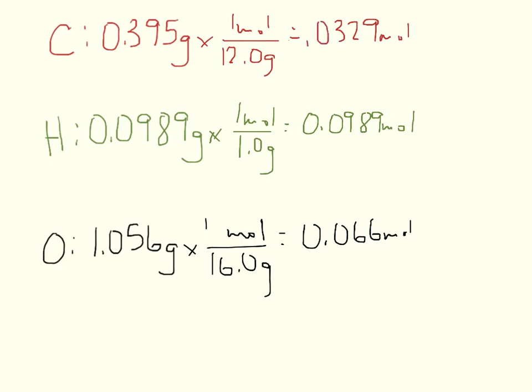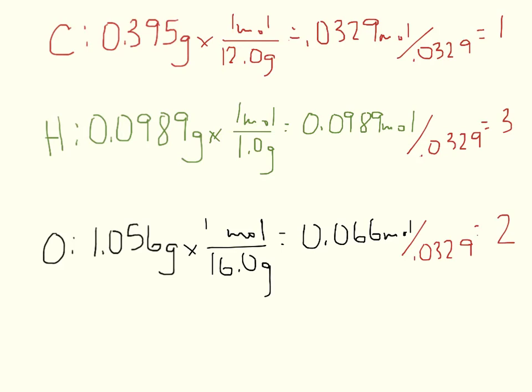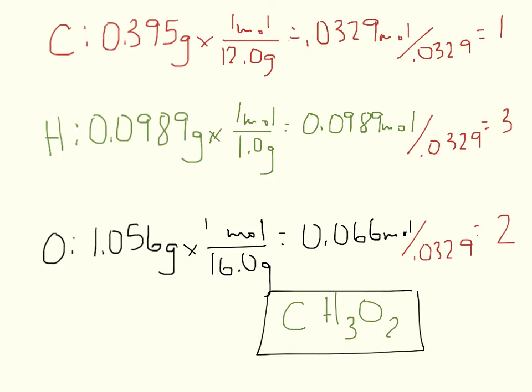Okay, so my next step is divide by the smallest. Remember that divide by the smallest gives me the bonus of making the smallest one 1, and everything else, hopefully, a whole number greater than 1. In this case, I get 3. And this time I get 2. All of these are whole numbers, so I have C1H3O2, or CH3O2, as my final answer, as an empirical formula.